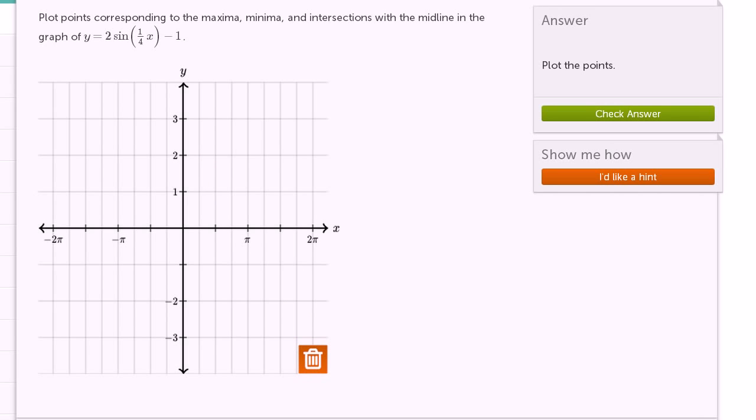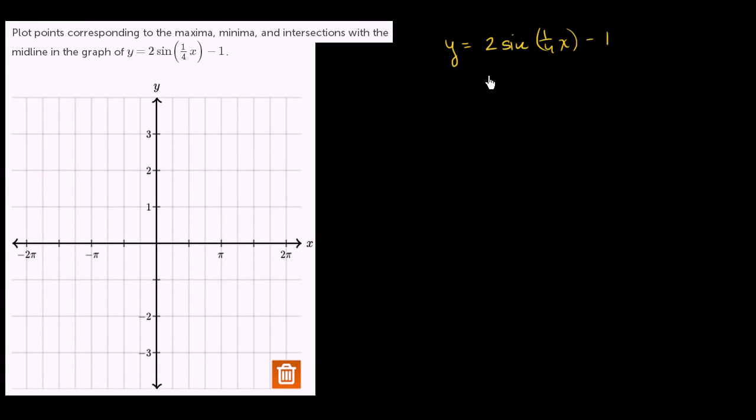Now to work through the math, I've copy and pasted this problem right here on my scratch pad, and I rewrote the function. And I want to think about when does this hit its maximum points, its minimum points, and its intersections with the midline. Well, this is going to hit a maximum point whenever sine of 1/4 x is maximized. And when is sine of 1/4 x maximized? Well, the maximum value that the sine function can take on is 1. So we're dealing with maximum points whenever sine of 1/4 x is equal to 1.